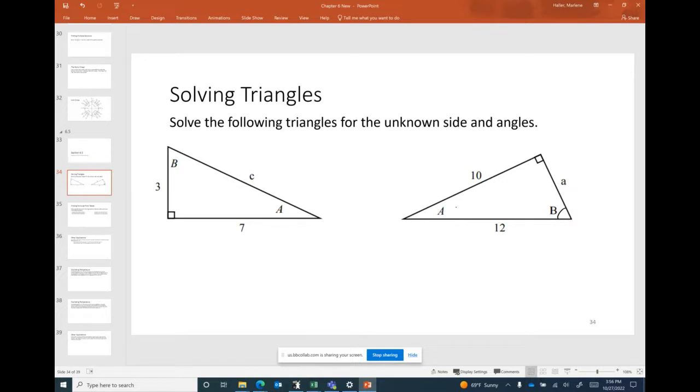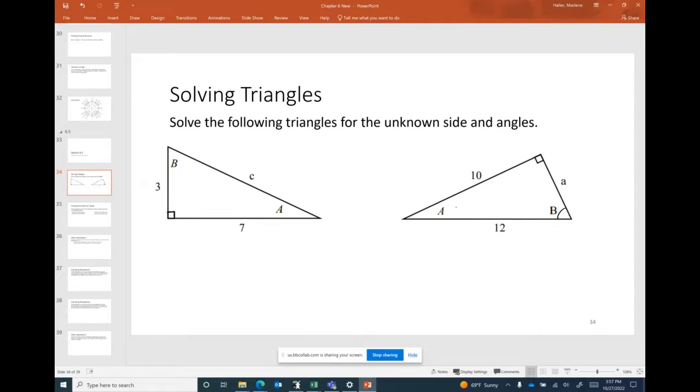If we're solving a triangle, what we want to do is find the angle measure of all the angles and the lengths of all the sides. So if we look at this first triangle, we know the length of both legs. We don't know the length of the hypotenuse or the measure of the two acute angles. We do know, however, that it's a right triangle. Where should we begin here?